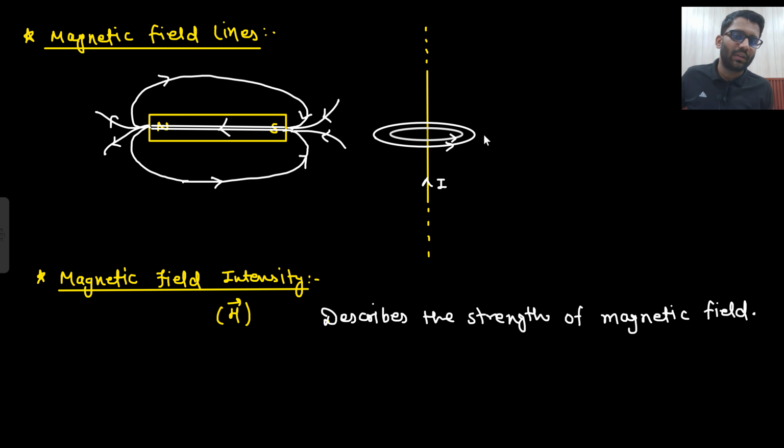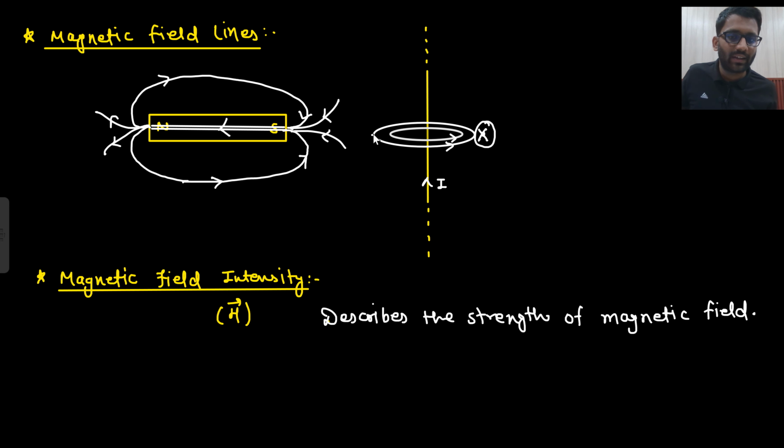Now if I ask you, at this point, which is parallel to this line, this is my wire, and at this point what will be the direction of the magnetic field? So this is the current, and this is the direction of the magnetic field. So the direction of the magnetic field is going into the plane, right? Cross. And if I ask at this point, then the magnetic field is coming out of the plane.